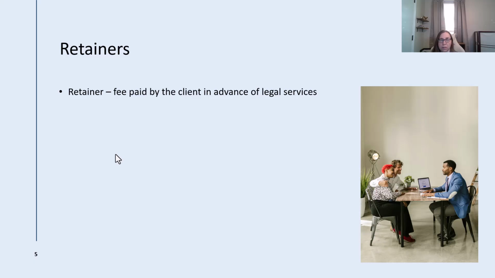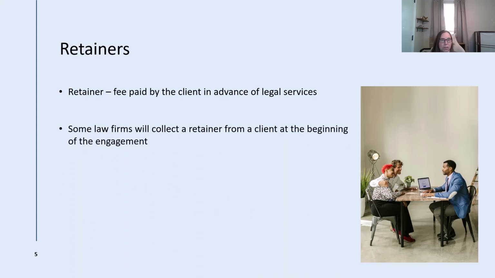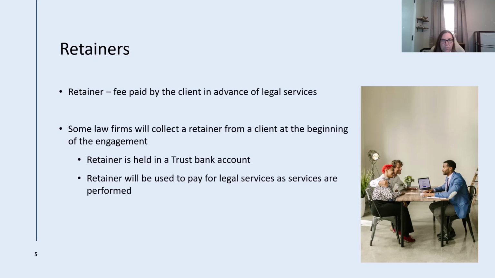Now I want to talk a little more about some of the funds that are held in these trust bank accounts and the accounting that would be related to it. First of all, a retainer is a fee paid by a client in advance of legal services. Some law firms will collect a retainer at the beginning of the legal engagement. They'll collect the money and typically put it in a trust bank account. And then that retainer would be used to pay for legal services as the legal services are provided or performed.